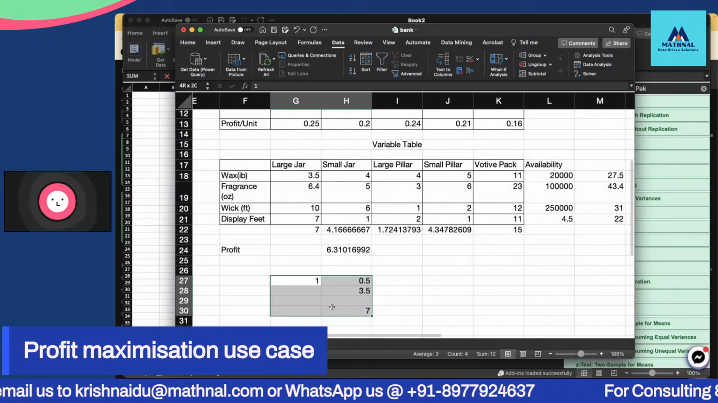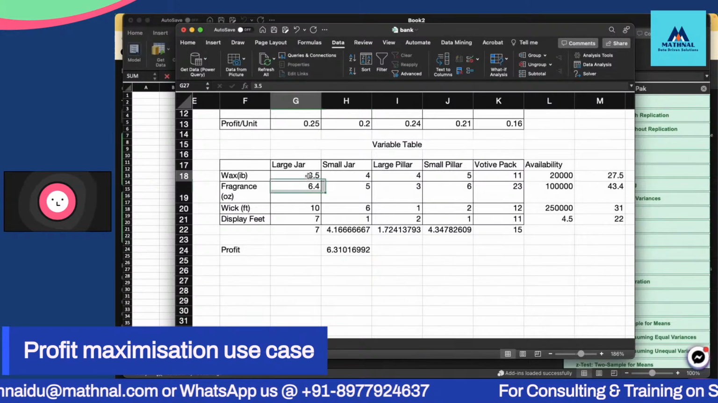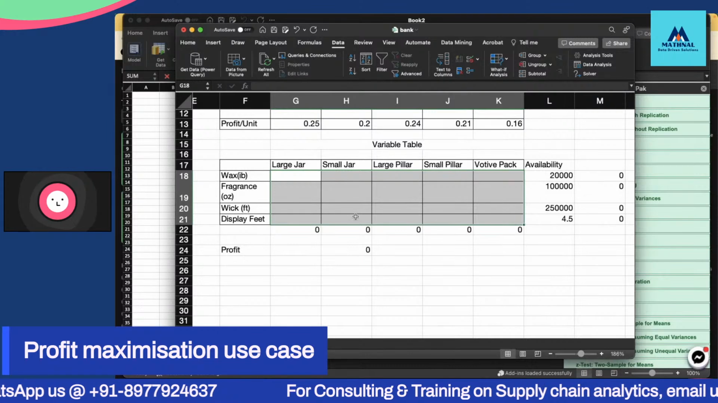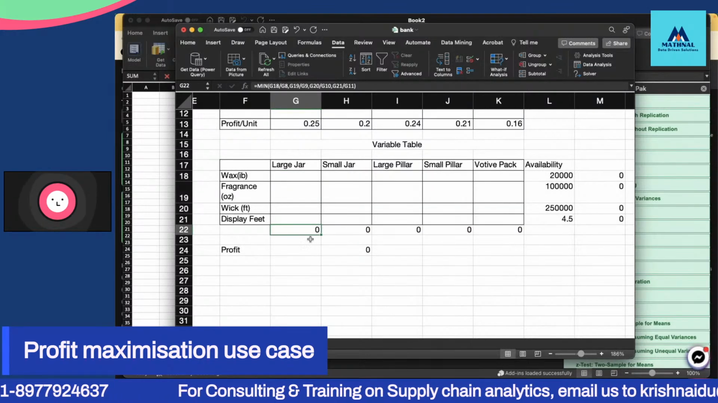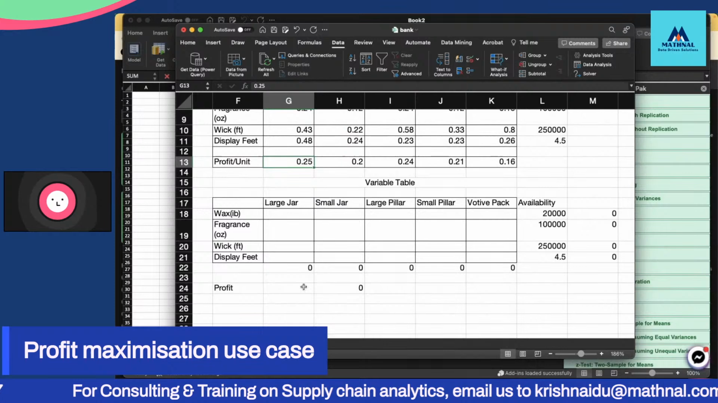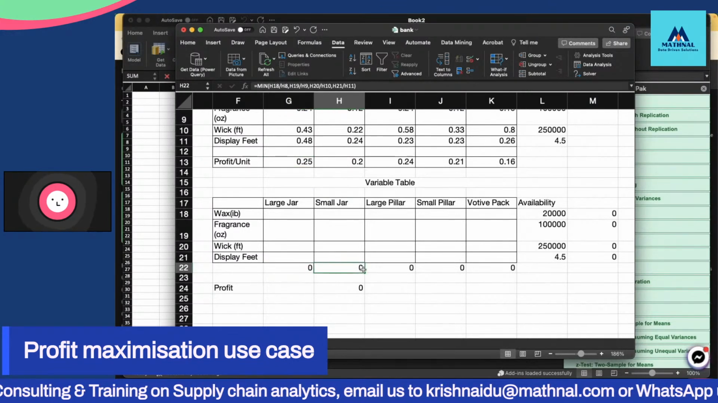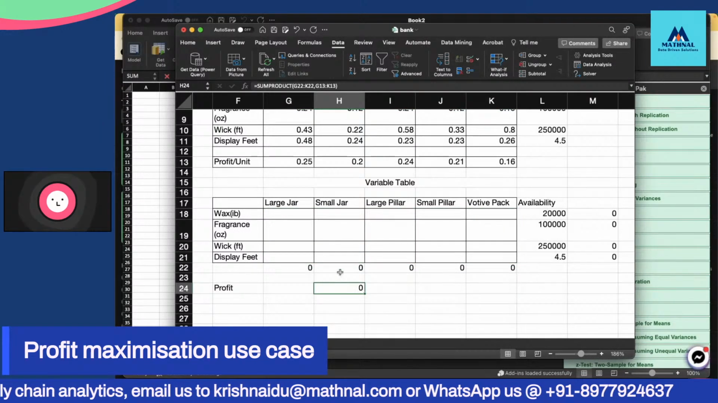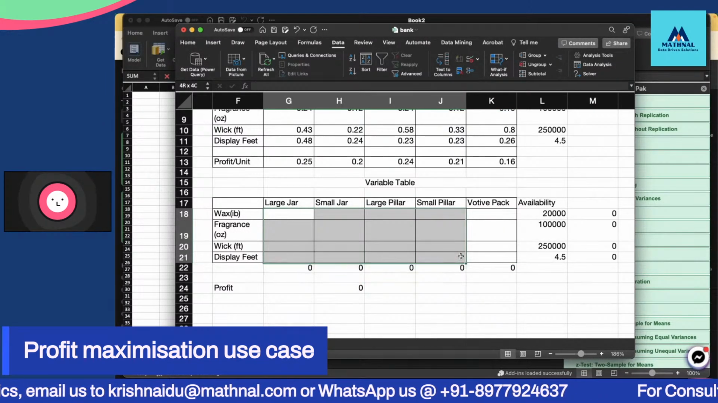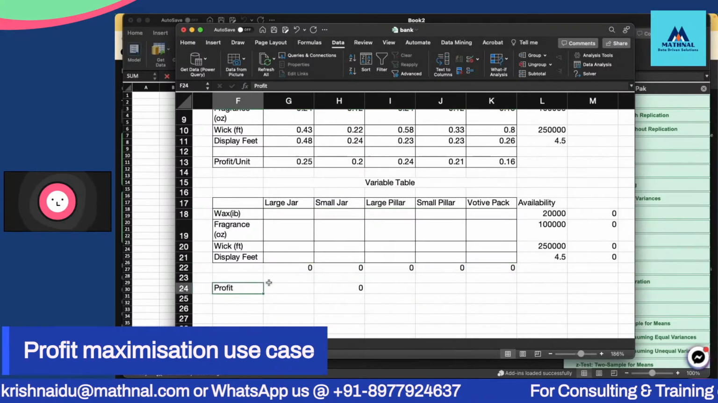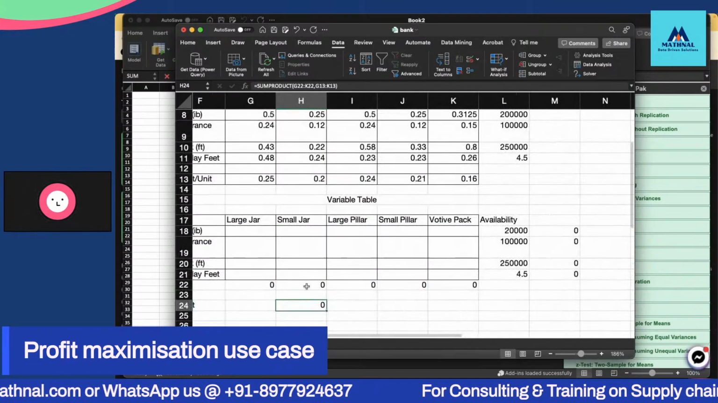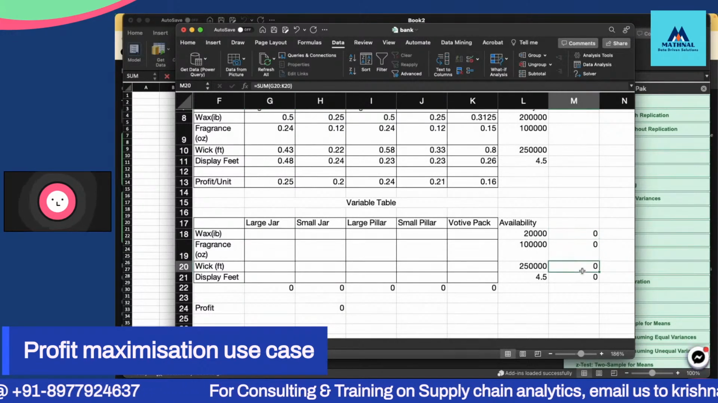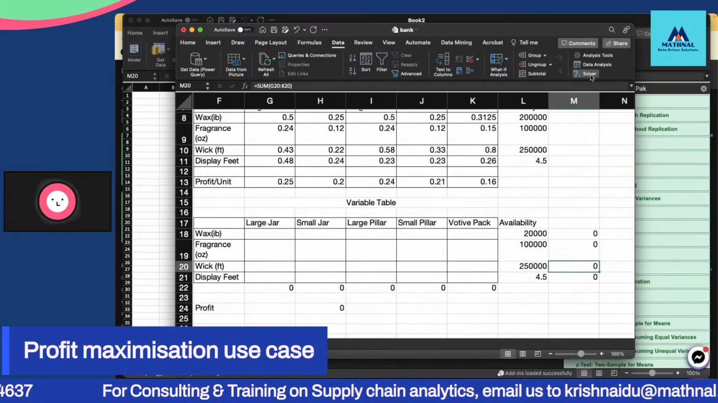So we have an algorithm ready now, but we have to find these values using our solver. We cannot put this value manually. We have to multiply this profit per unit with the number of products we can produce, and we want to maximize profit. Whatever values we get from the bill of materials, that has to maximize this profit. So I have taken the sum of this. Now I'm going to put in the constraint.